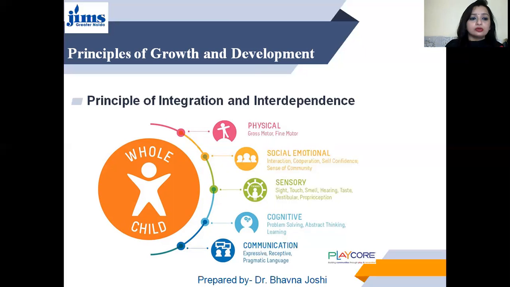It is not so that a child will develop only and only physically, but not cognitively, not language wise, not socially, not emotionally. No, the rate of speed may differ from person to person. Physical development could be more and emotional could be less, but it is not that they are not interrelated. They are very much interrelated. They are integrated and they are interdependent on each other.